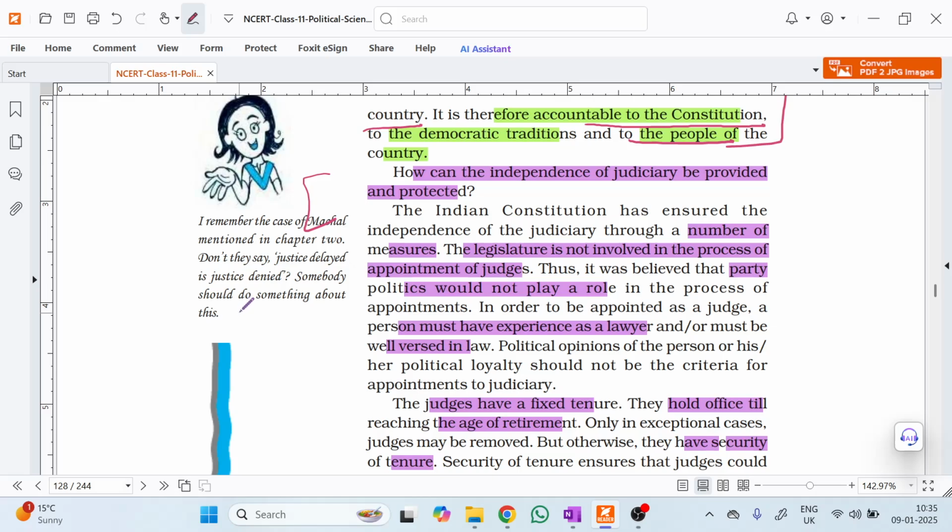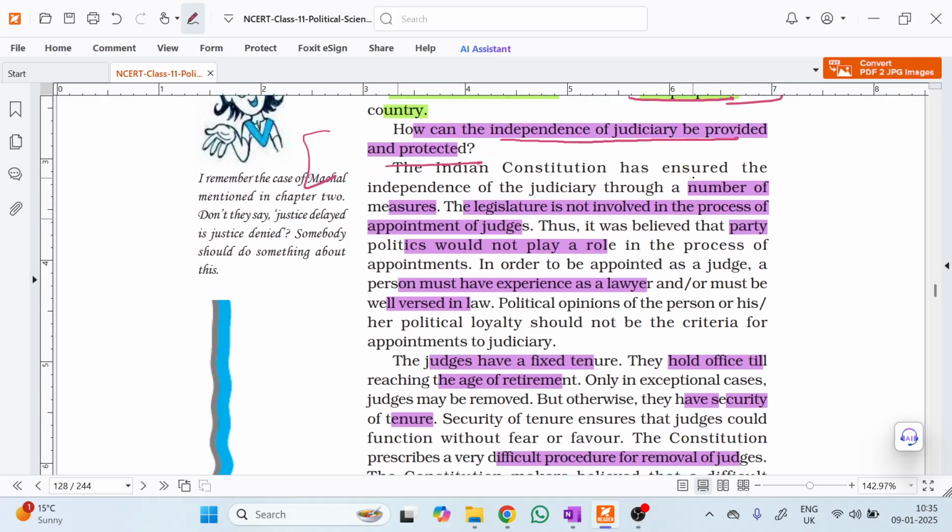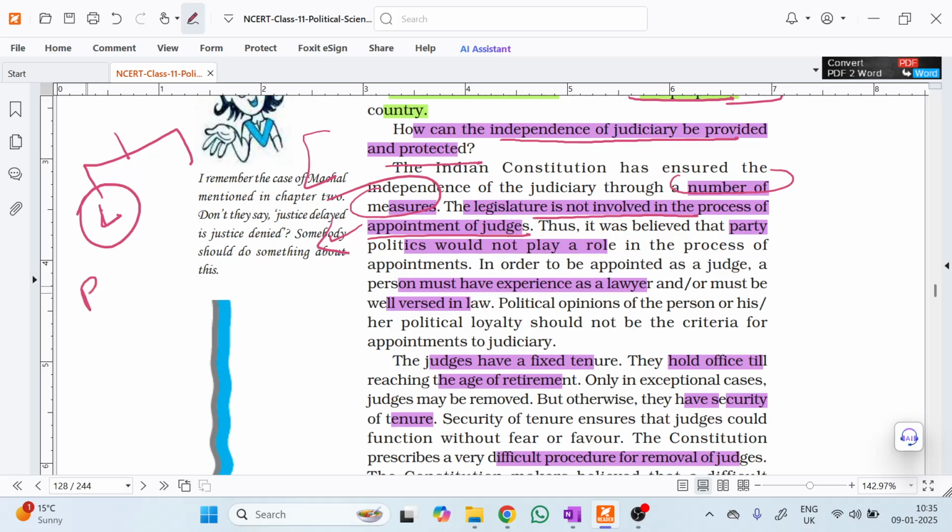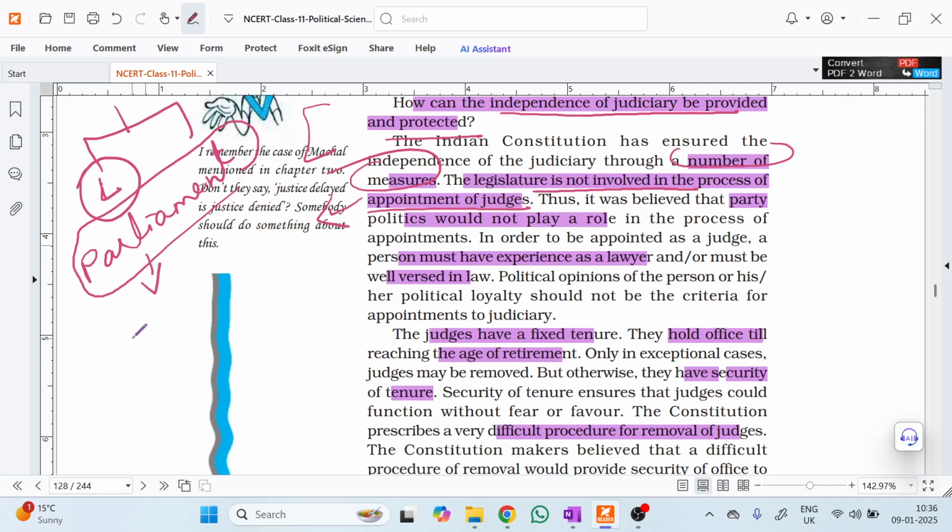Then another question comes: how can the independence of the judiciary be provided, protected, and ensured? So there are a number of measures in the constitution which have ensured the independence. First one is the legislature. It is not involved in the process of appointment of judges. So legislature is the branch of the government which consists of legislative bodies such as parliament on the central level. And parliament is the group of representatives of people.